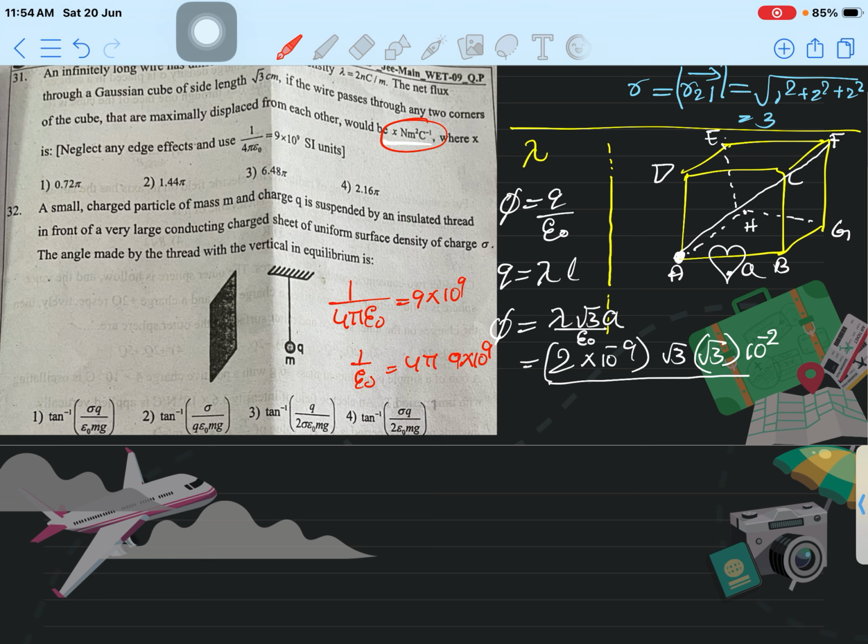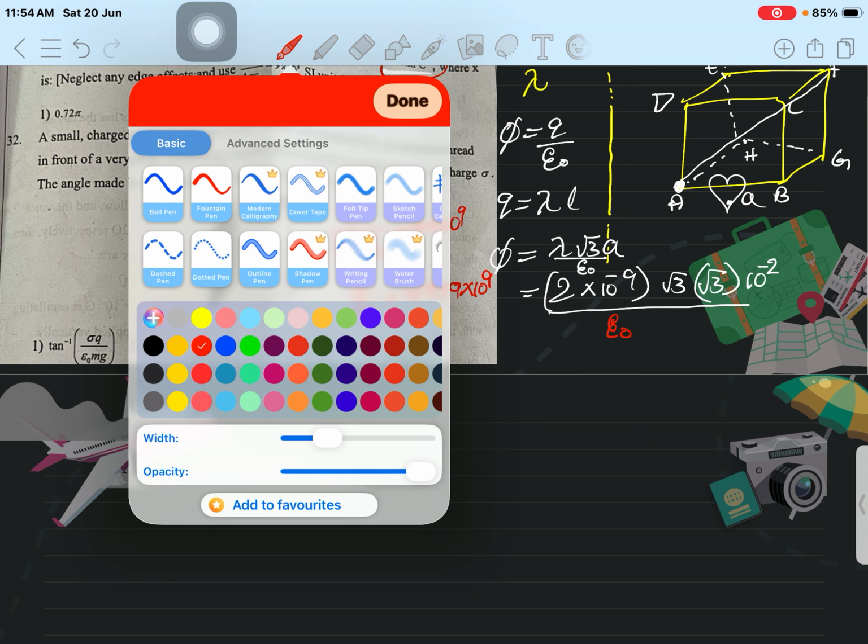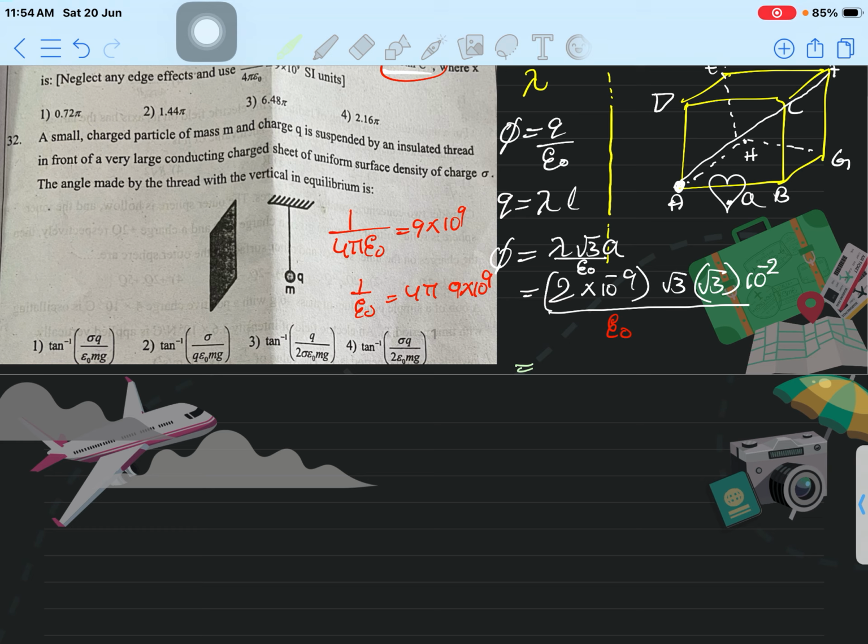So what is 1 by 4 by epsilon naught? It is 1 by epsilon naught only. So what I'll do is I'll substitute 1 by epsilon naught value as a 4 pi. So already root 3 into root 3, 3. 2 is there, 3 is there. Now multiplication 2 into 3 into 10 power minus 9 and 10 power minus 2.